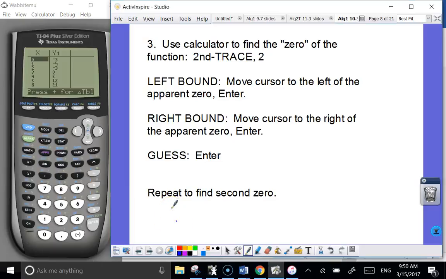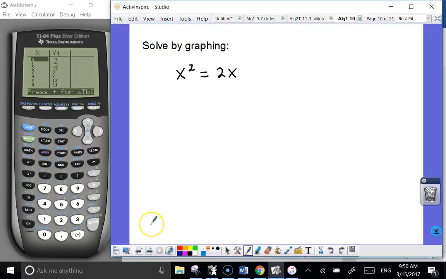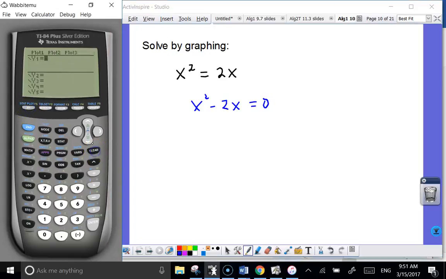Okay, so let's try this. Solve by graphing. Again, what's the first step in solving by graphing? Get everything on one side, 0 on the other. How am I going to do that with this problem? Right, x squared minus 2x equals 0. Okay, then what? Put it in the calculator, right? Y equals, clear that one, x squared minus 2x.